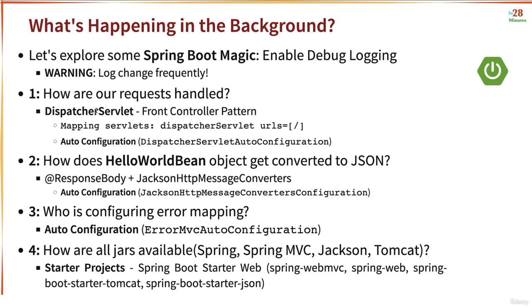Dispatcher Servlet would be auto-configured. The bean to JSON conversion would be auto-configured using Jackson. And an error page is also auto-configured for you. So all the magic that is happening in the application right now is because of Spring Boot and the two most important features of Spring Boot, starter projects and auto-configuration.